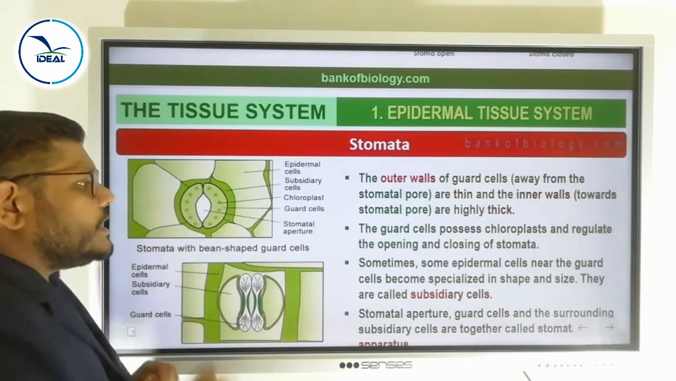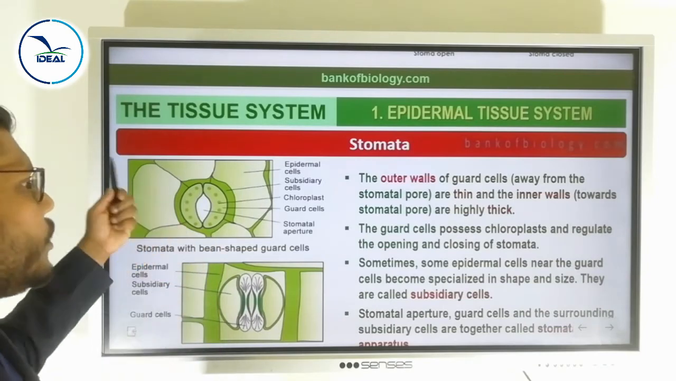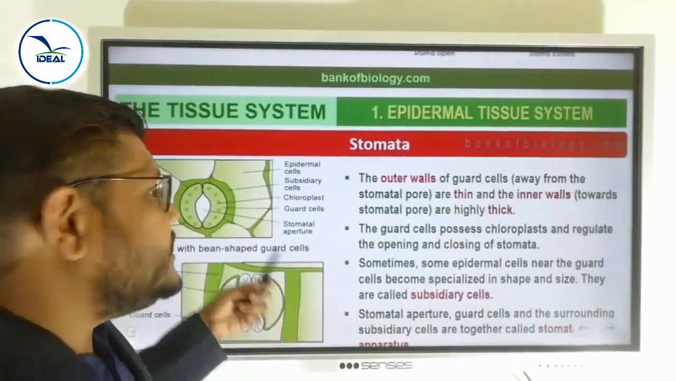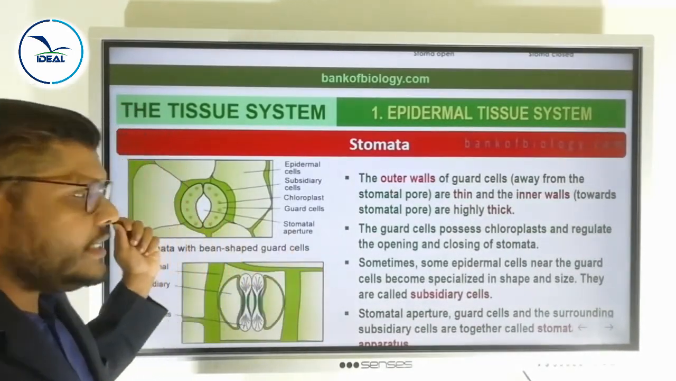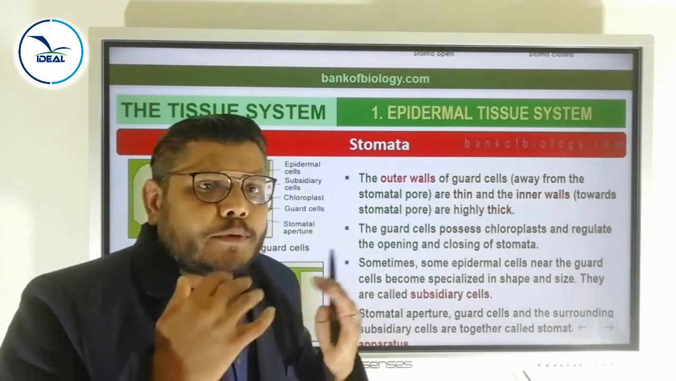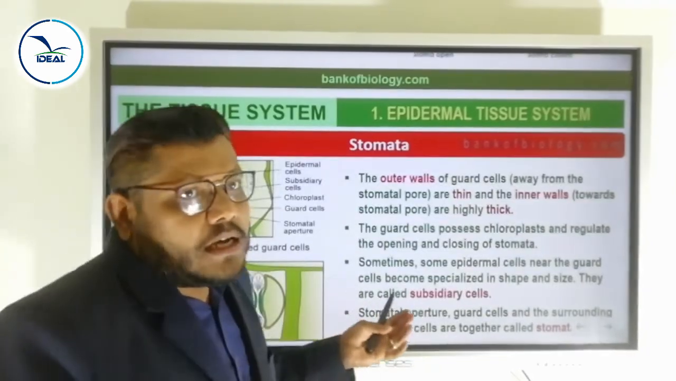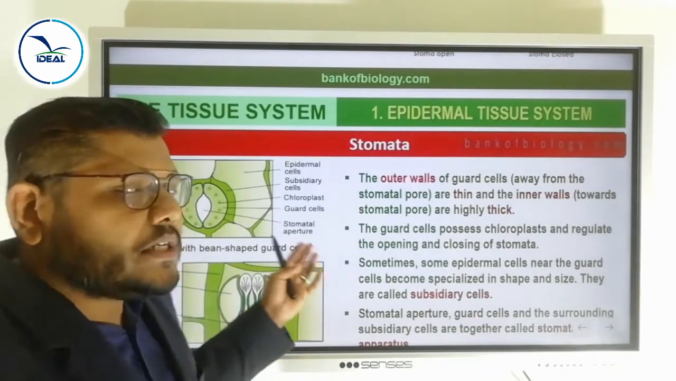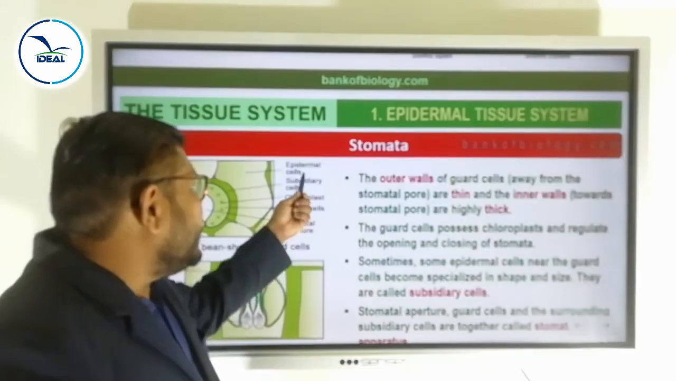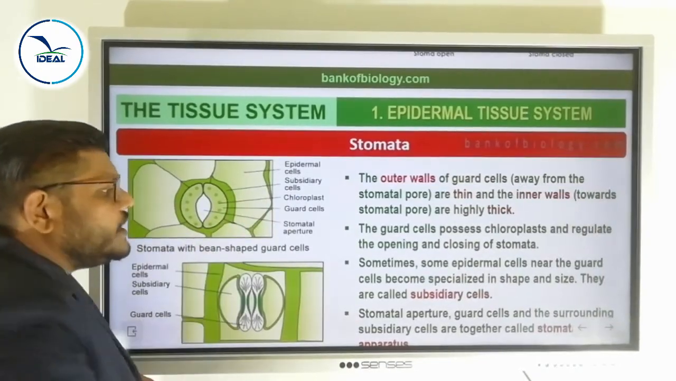Sometimes some epidermal cells near the guard cells become specialized in shape and size. They are called subsidiary cells. Epidermal cells associated with the guard cell are called subsidiary cells. Once again I repeat the structure of stomata. What is stomata? It is the minute pore found in the leaf epidermis, which consists of two bean-shaped structures called guard cells. Guard cells are protected by subsidiary cells. The epidermal cells associated with the guard cell are called subsidiary cells.